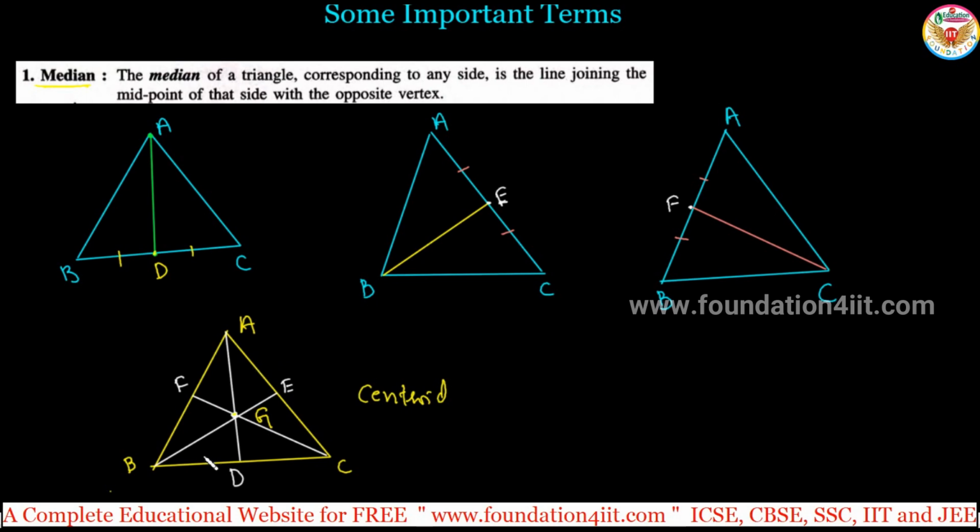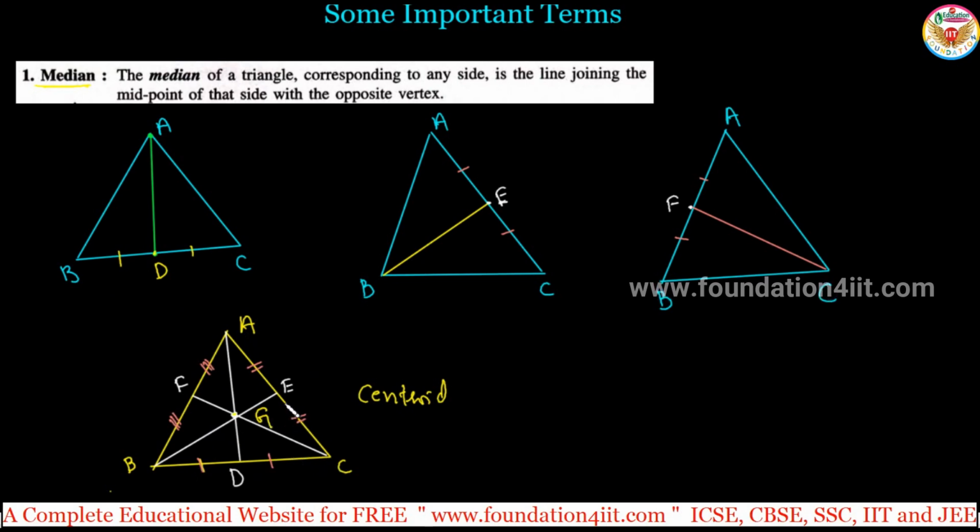So here BC is equal to BD is equal to DC, and AE is equal to EC, and AF is equal to BF, because a line from a vertex to the midpoint of the opposite side is called a median, and the point of intersection of the medians is called the centroid, which we denote with G.